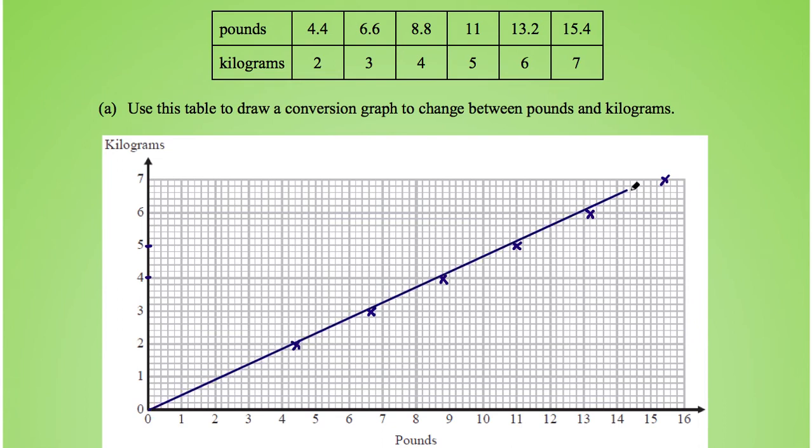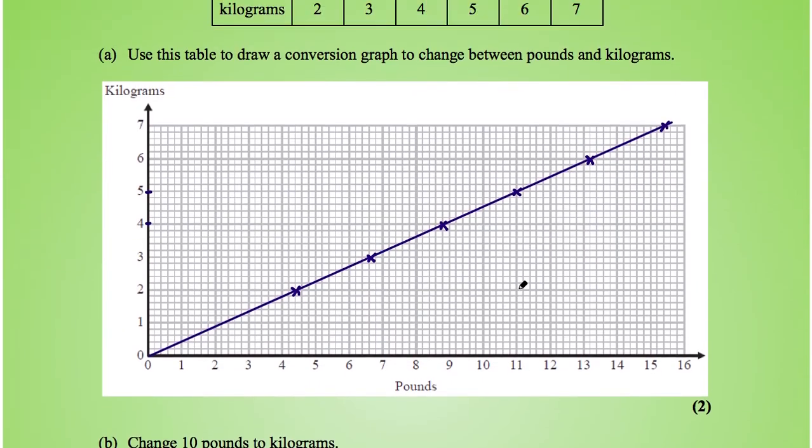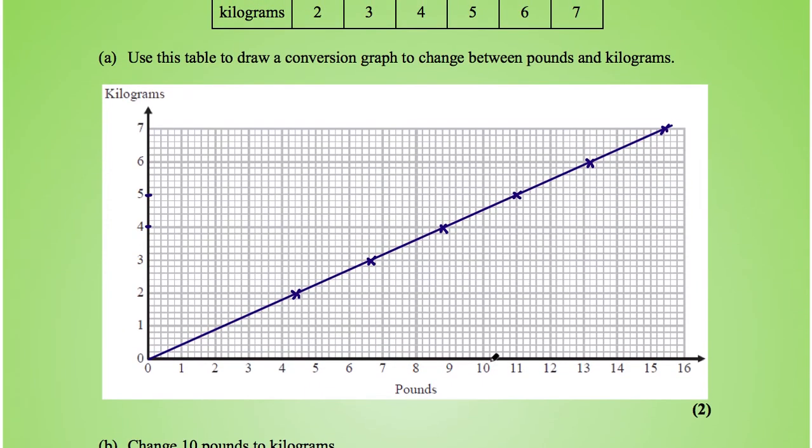And 0 pounds is going to be the same as 0 kilograms. So it does go through 0, 0, and this shows them in direct proportion. Change 10 pounds to kilograms. That means we're going to draw on a line, and I would definitely bother drawing on the line in the exam. 10 pounds is the same as, hits right in the middle there, that's 4.5 kilograms.